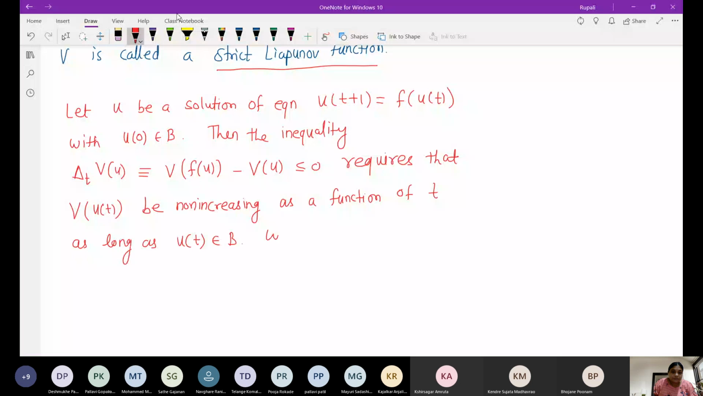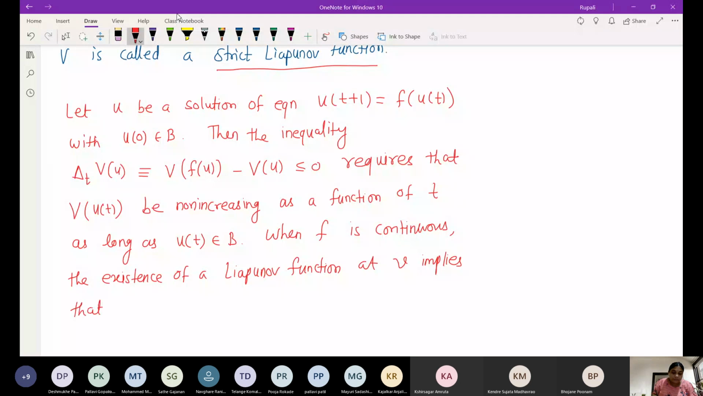And when f is continuous, the existence of a Liapunov function at V implies that V is stable.